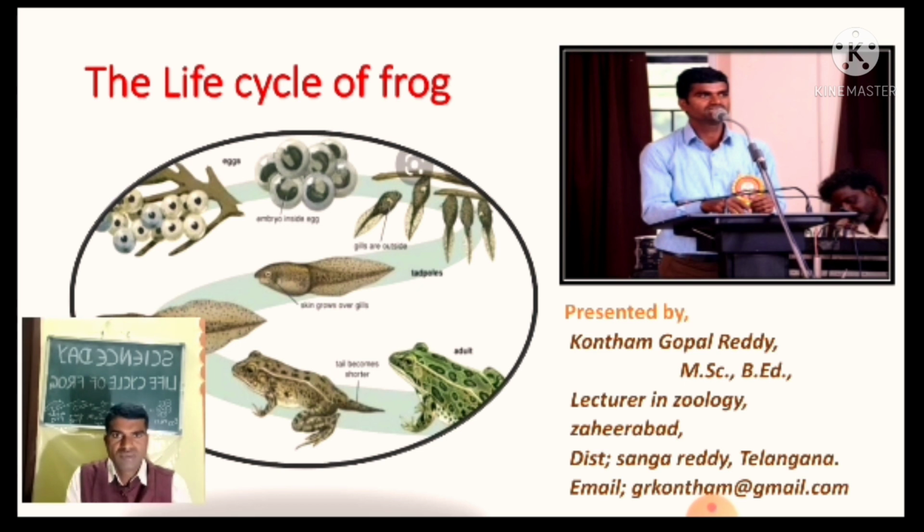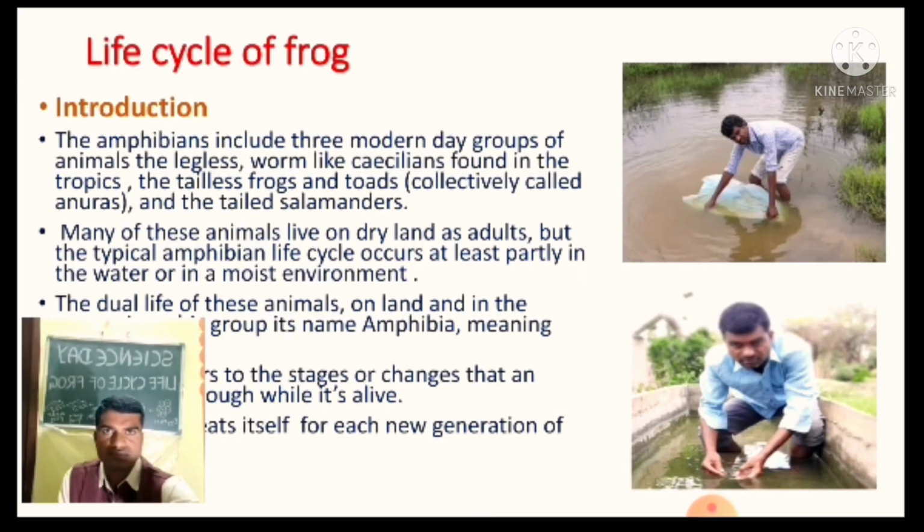Amphibians are living organisms that live either in fresh water or on land. Likewise, the life cycle of a frog. We will continue. Here, life cycle of a frog.